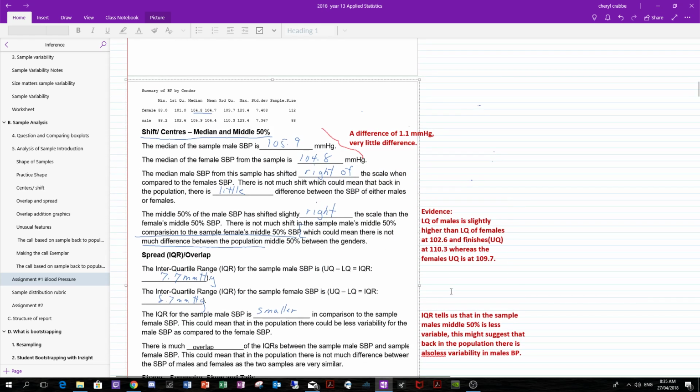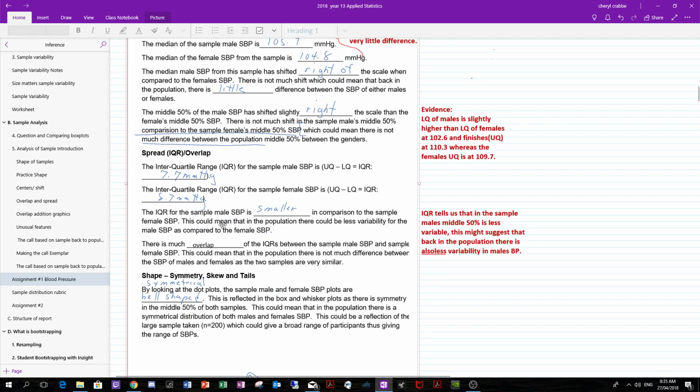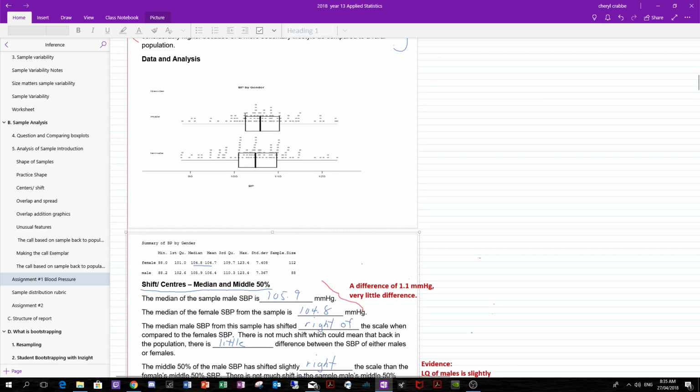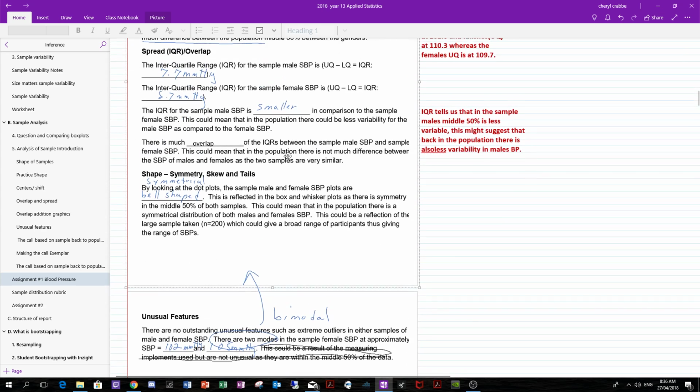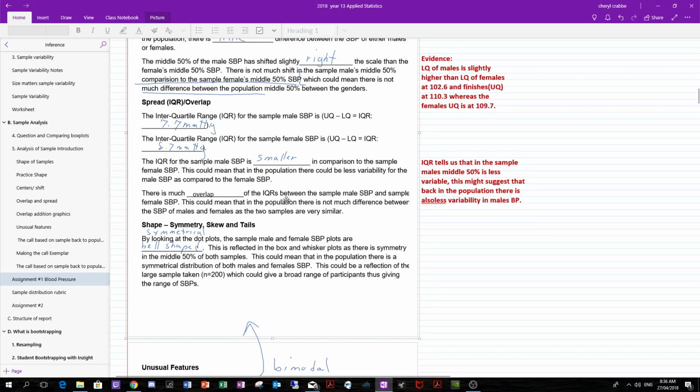So you've got to give some evidence here. There's no numbers, and so you should probably use where the lower quartiles are in relation to each other versus the upper quartiles. And you can see there's not much difference between those two things. So a little bit of evidence would go a long way in helping with that explanation.